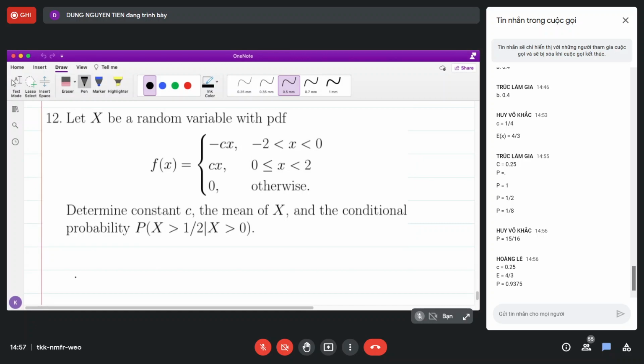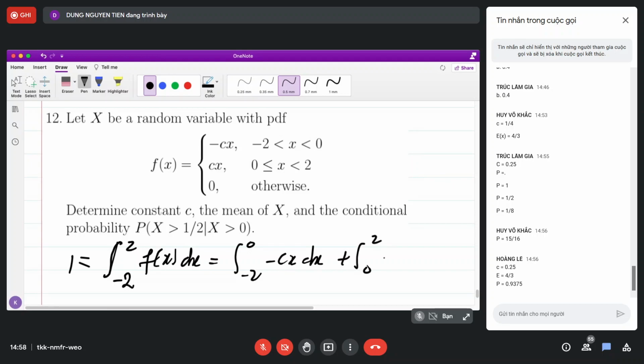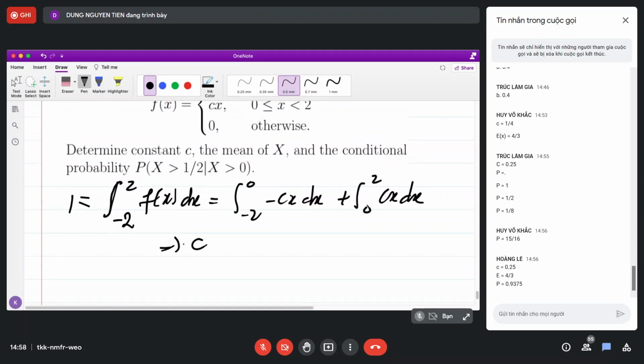Okay, now you want to determine the value of c. In order to do that, let's say 1 is the integral from -2 to 2 of f of x dx. And then you get the integral from -2 to 0 of -c x dx plus the integral from 0 to 2 of c x dx. Okay, from here you can get the value of c.